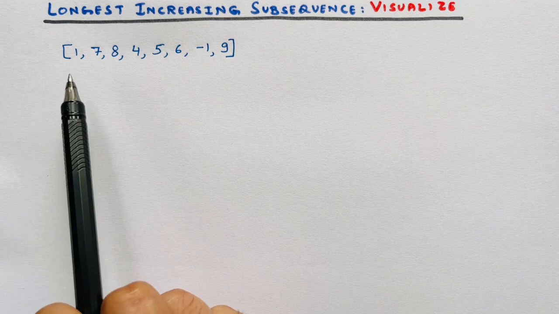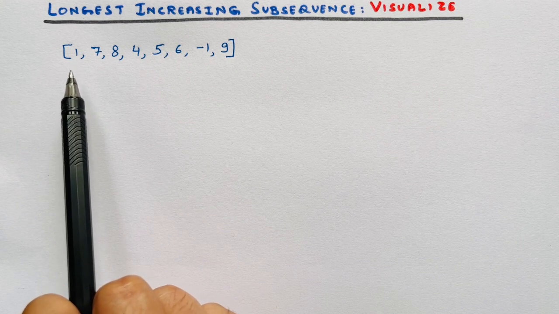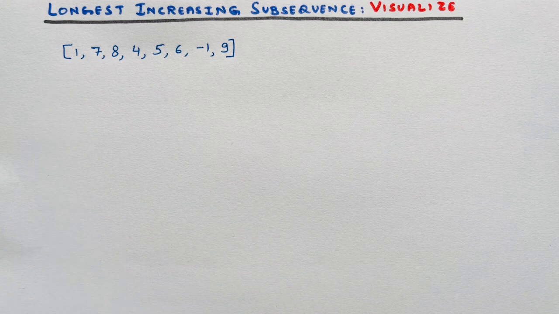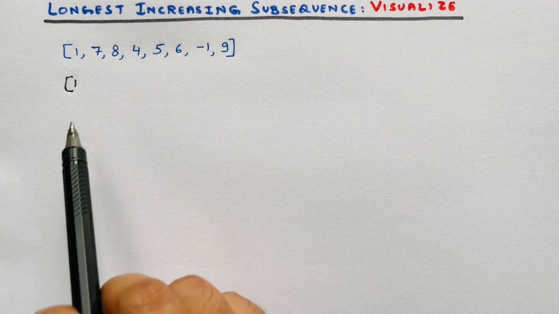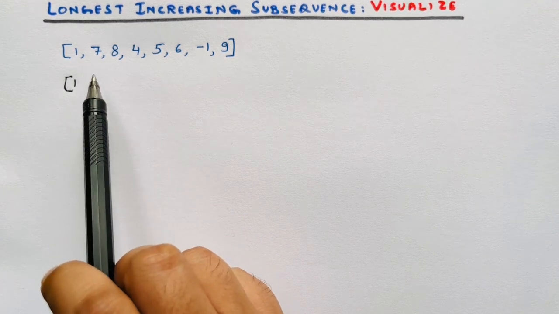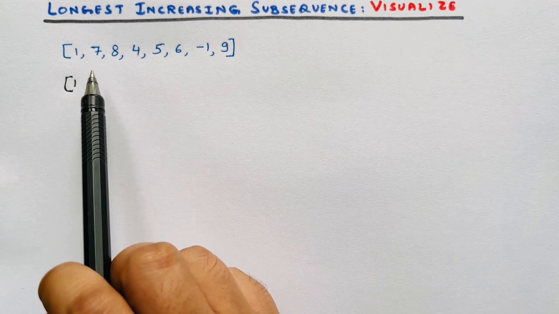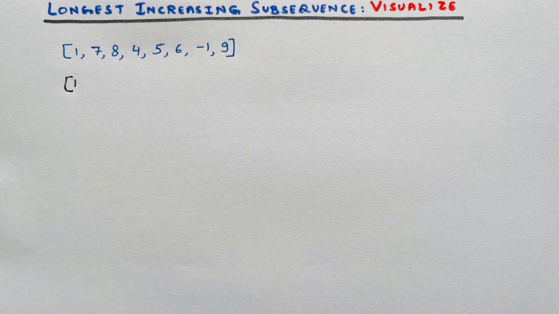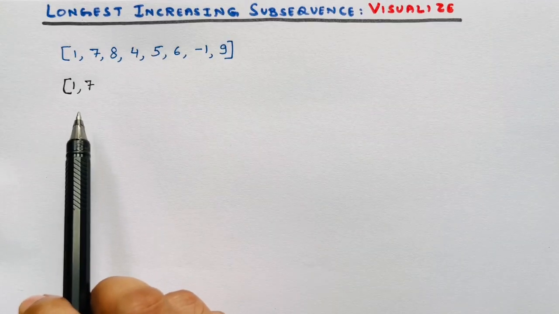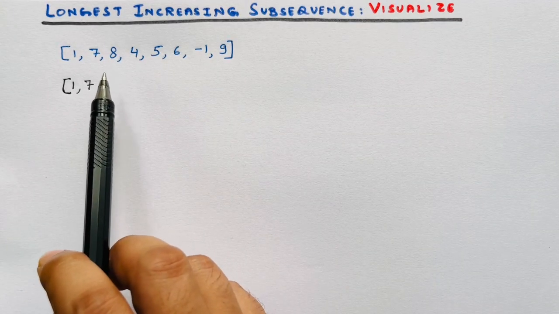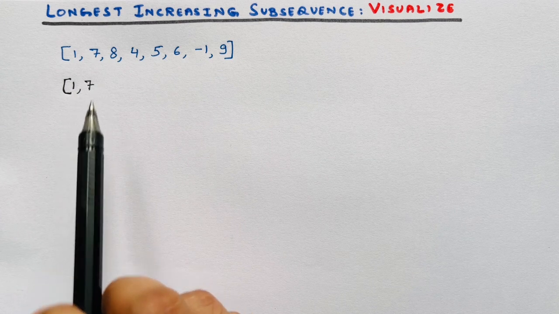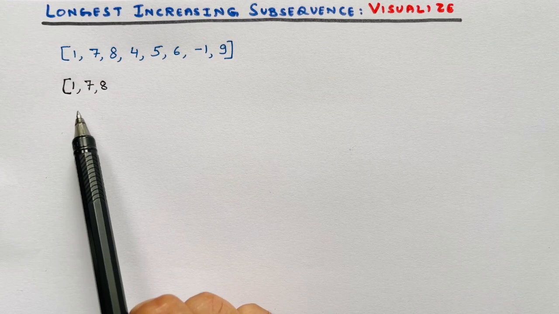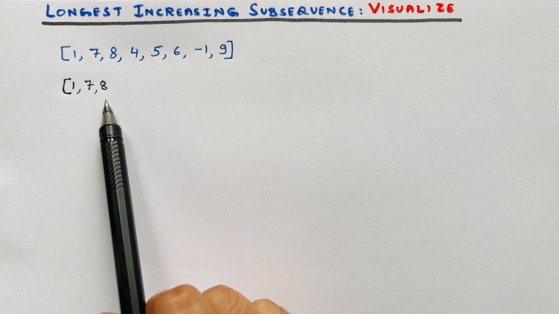So consider the first element here. What if array had only this element? Then what would have been the longest increasing subsequence? It will be 1. Then we will come to the second element. Now let us say we had only 1 and 7 in the array. Then what would have been the longest increasing subsequence? It will be 1 and 7. Now as we encounter 8, the longest increasing subsequence will be 1, 7 and 8. So far, the length of the longest increasing subsequence is the length of this array, 3.